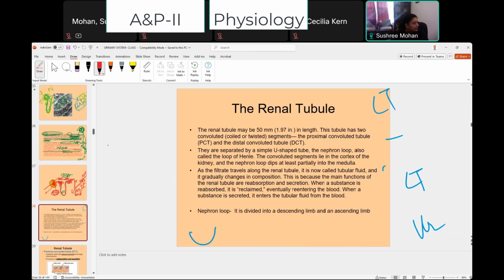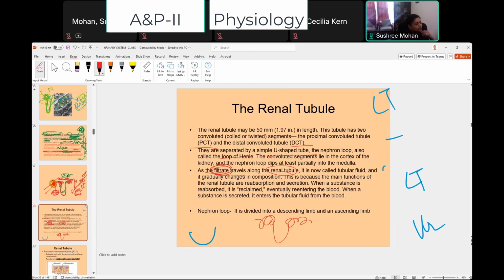So, renal tubule. The tubule has a PCT and a DCT, and a U-shaped loop of Henle. We talked about that as the filtrate. Whenever I use the word filtrate, that means filtration in the glomerulus is already done. What is coming out after the filtration, we will call filtrate. Now it's going to go through the renal tubule. Renal tubule means the PCT, the loop of Henle, and the DCT.